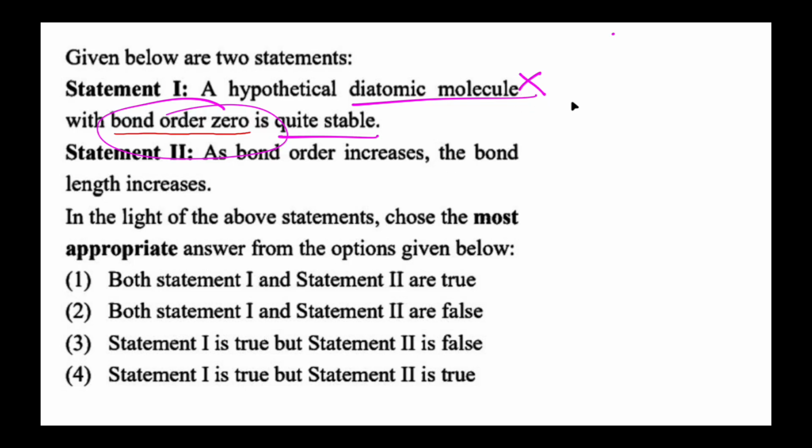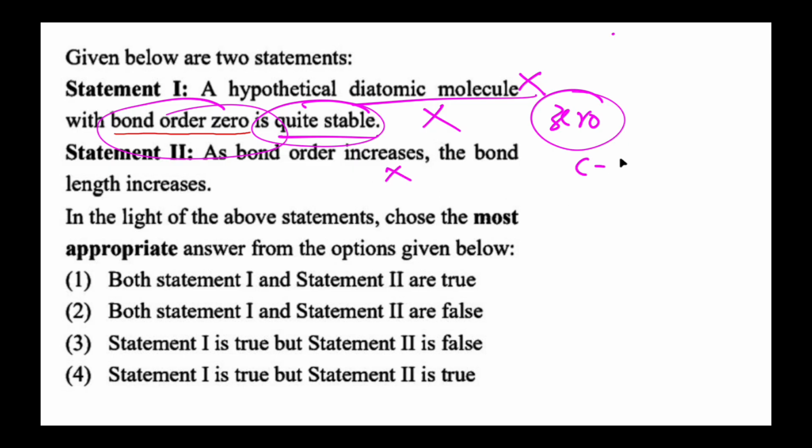A stable molecule cannot have zero bond order. So statement 1 is wrong. Next, as the bond order increases, bond length increases. So this is also wrong.